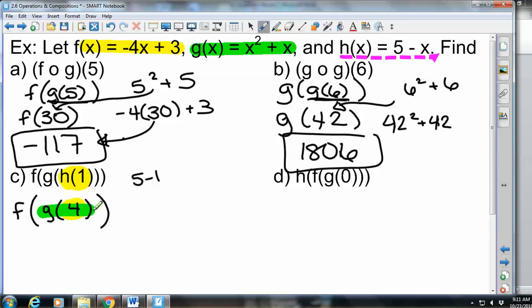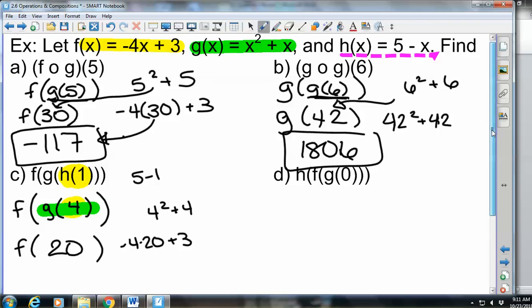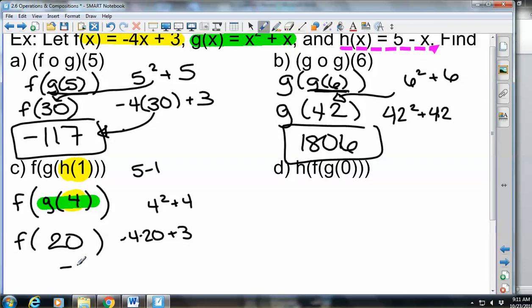Working your way out. So now we have g of 4. If you plug a 4 into g, you get 20. So g of 4 got switched to 20. Now if you plug a 20 into f, you get negative 77.